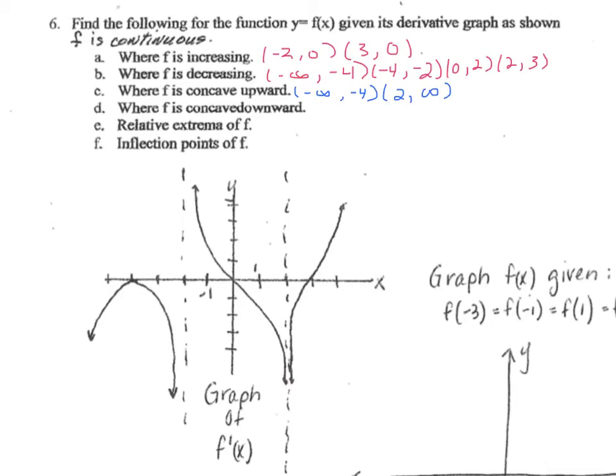Our graph will be concave down wherever f prime is decreasing. So f prime is decreasing in between -4 and -2. And it is decreasing from -2 to +2.